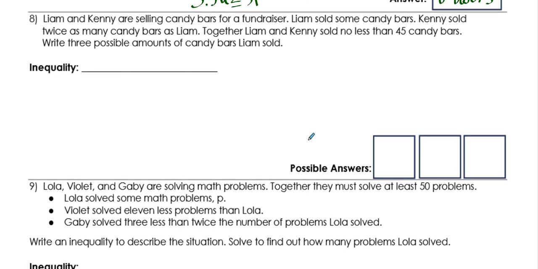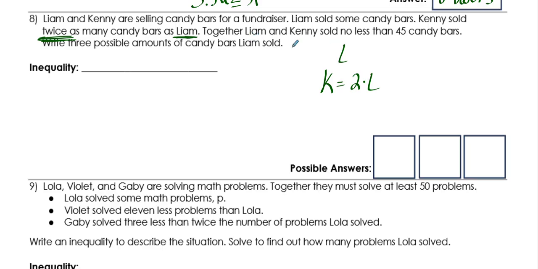All right, Liam and Kenny are selling candy bars for a fundraiser. Liam sold some candy bars. Kenny sold twice as many candy bars as Liam. All right, so I'm going to say Liam is L. Kenny, I'm going to try to describe that in terms of how many Liam sold. So Kenny sold twice as many candy bars as Liam. So if I take Liam's amount, and I multiply that times 2, that would tell me Kenny's amount.